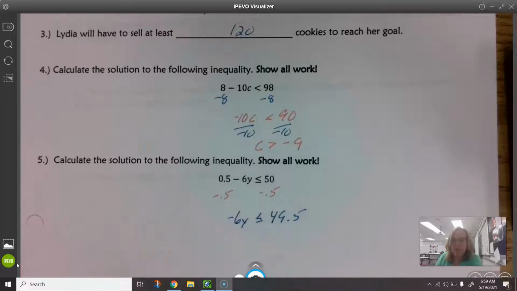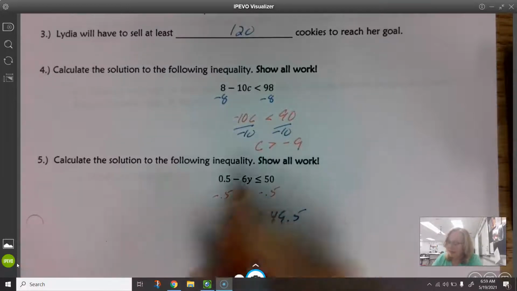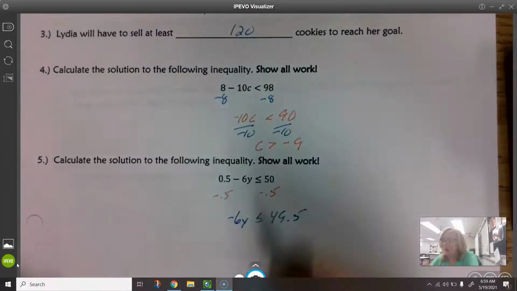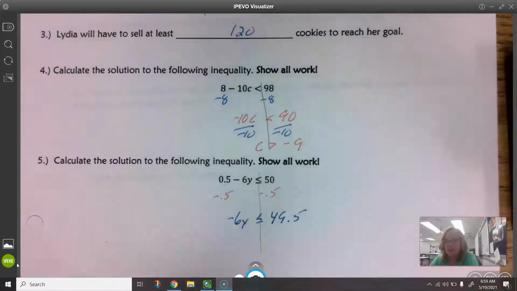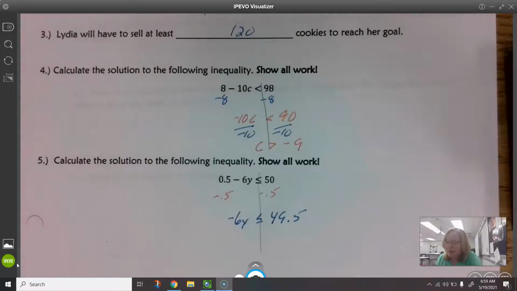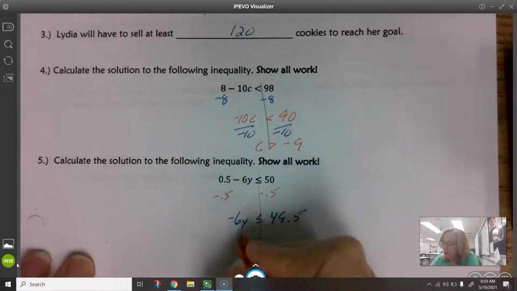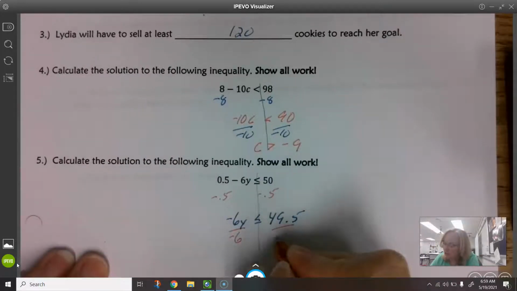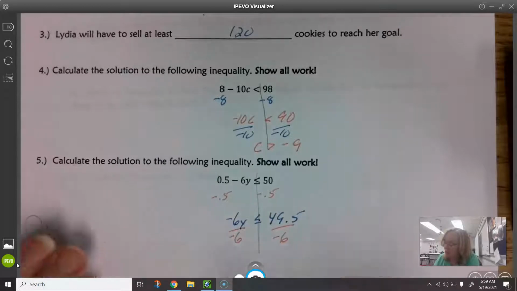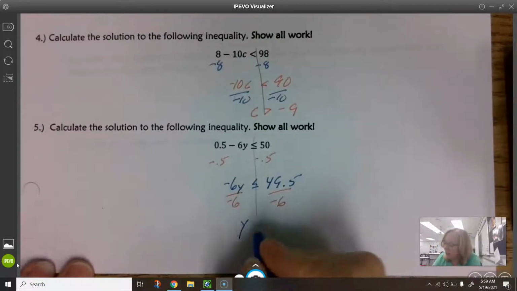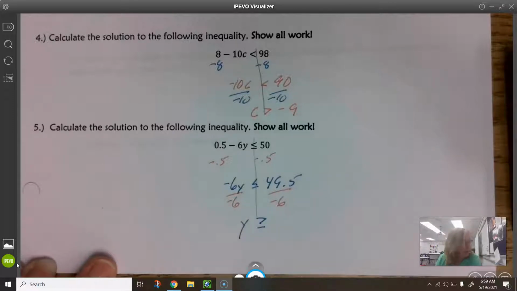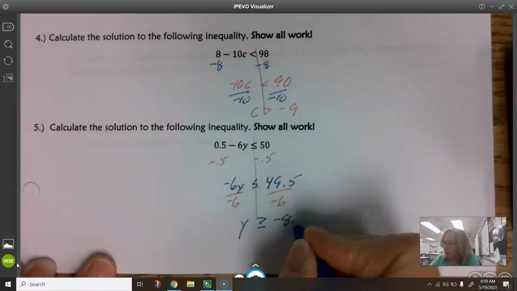Okay, I have multiplication. What do I do? I'm going to divide. Now, a lot of people draw a line right through here, wherever that inequality is. It's a great thing to do. It's not something I remember to do, but it's a great thing to do. Divide by negative 6, and we get y. We divide by a negative, therefore the inequality sign goes the opposite direction. And we get negative 8.25.